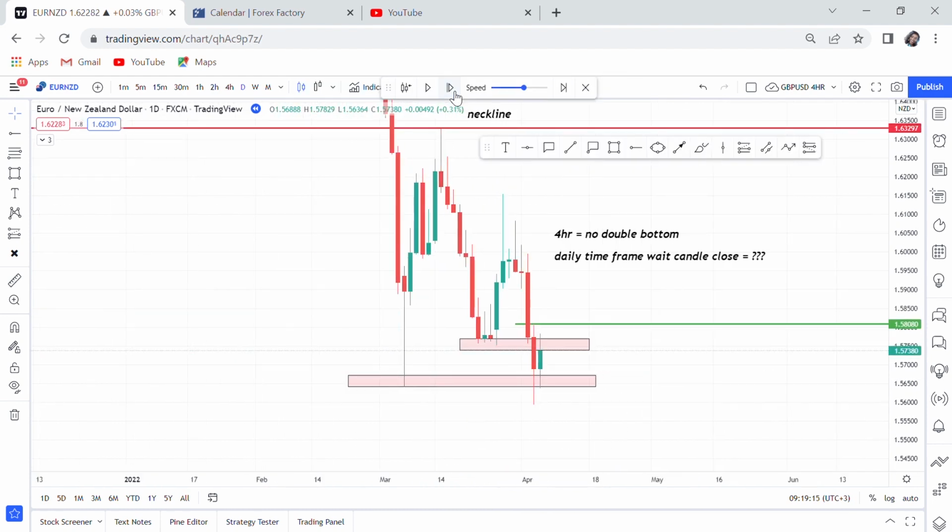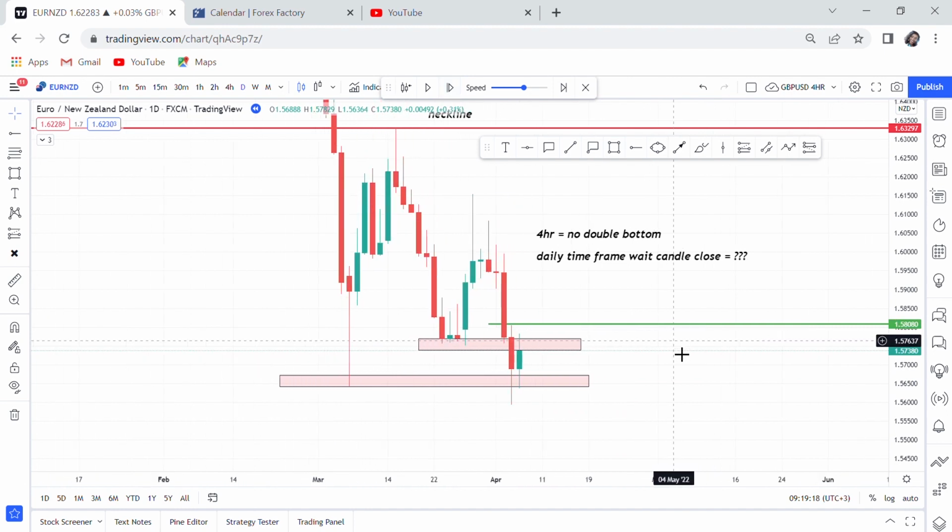So this is the first candle we have got. You can see the buyers are really trying to push. That's what I've said.